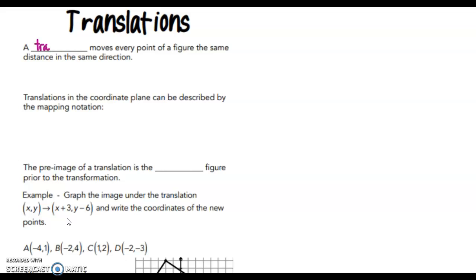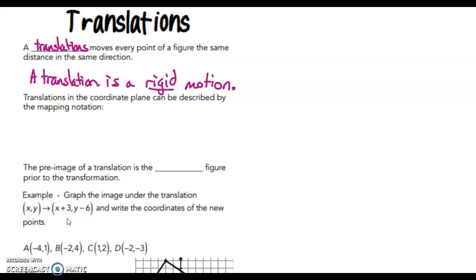A translation moves every point of a figure the same distance in the same direction. For the record, a translation is a rigid motion, meaning it preserves the shape, so it's congruent to the original shape. Translations in the coordinate plane can be described by mapping notation. We started mapping notation when we were talking about vectors.